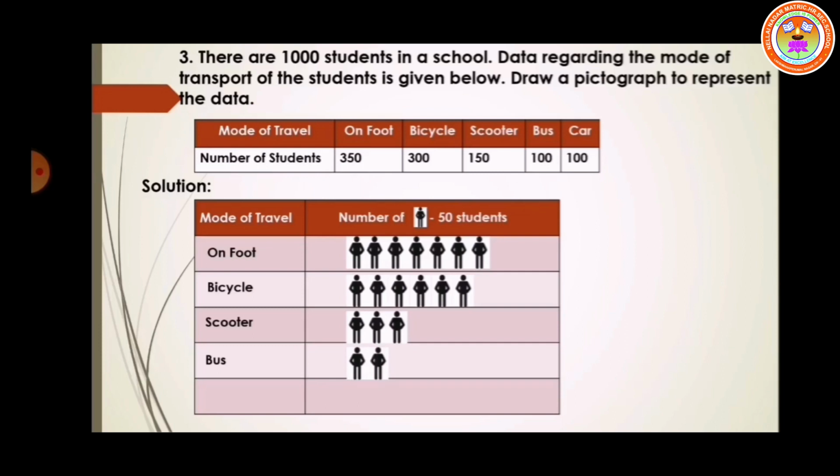The last one, car. Number of students 100. So 100 divided by 50. 0, 0 get cancelled. 5 2s are 10. So you have to draw 2 stick figures in the table. Finally, we get the pictograph.